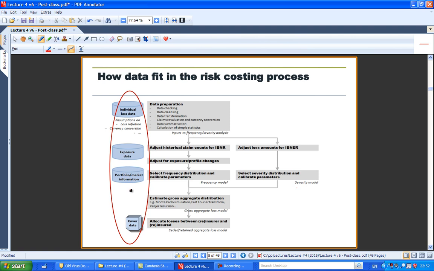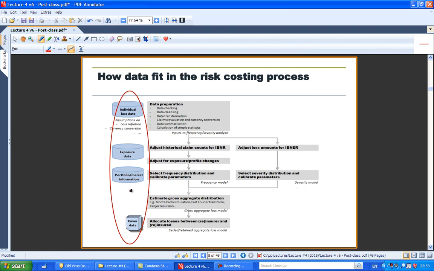And then we have portfolio market data, that is information not specific to the client for which we are trying to do a costing exercise, but they can come from other sources, like different clients in our company, different clients that we are insuring, or from external data like industry studies. And in both cases, these are relevant when we don't have enough data from our clients to have a solid pricing, and we need some help from the outside.